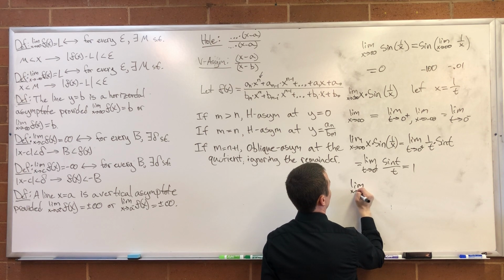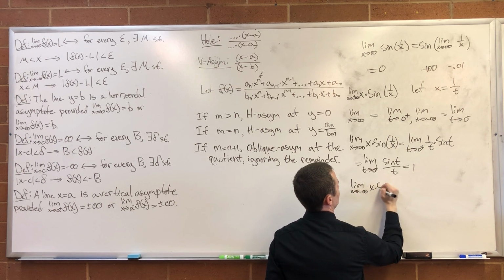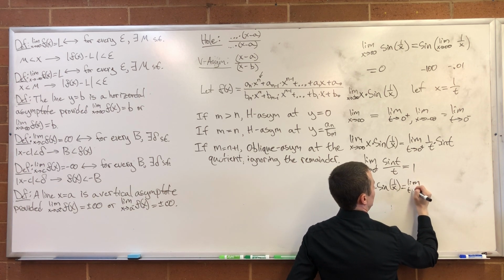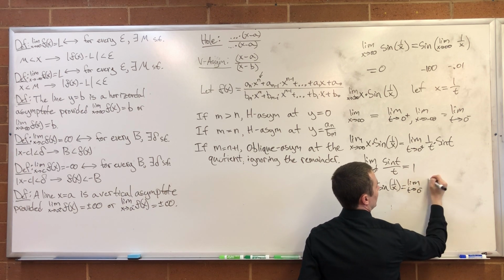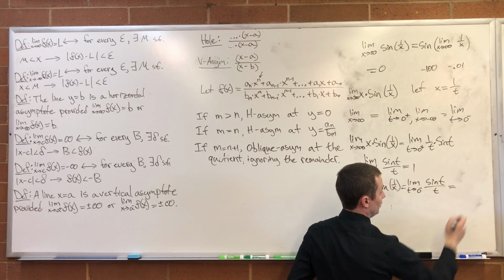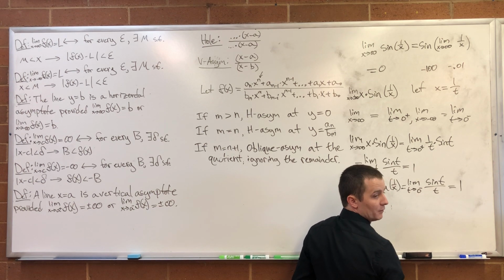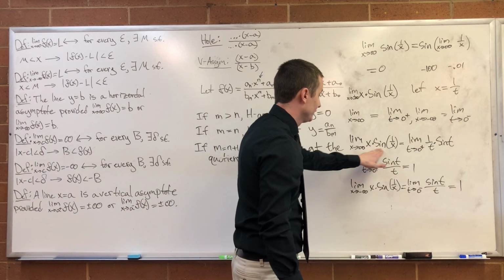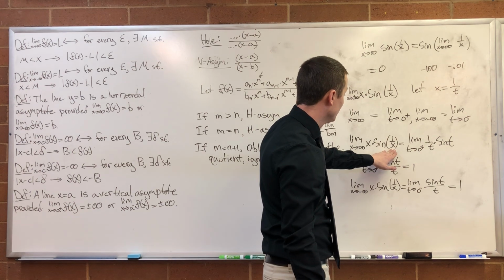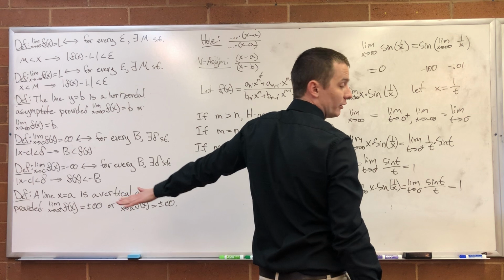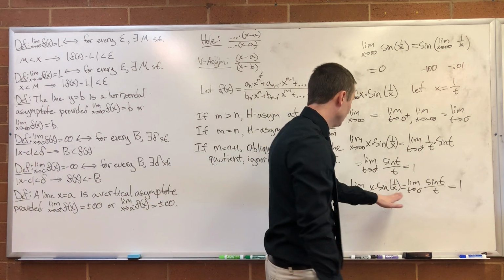Well, the limit as x approaches negative infinity of x times sine of 1 over x is now equal to the limit as t approaches 0 from the left of sine of t all over t, which is equal to 1. So they're both equal to 1. What does that mean? That means this function, x times sine of 1 over x, as we go arbitrarily far to the right or arbitrarily far to the left, gets closer and closer to 1.